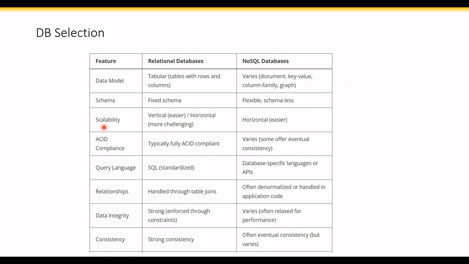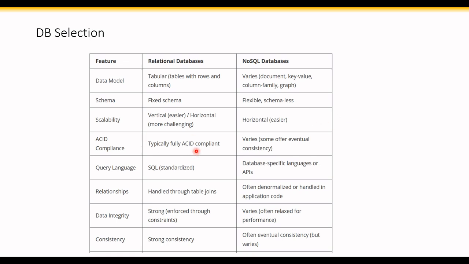Then from a scalability perspective, relational databases can scale only vertically, and horizontal scaling is quite challenging. So we use data sharding, and as the scaling requirement increases, it becomes a more and more complex and tedious task to manage data using data sharding. Whereas NoSQL can scale horizontally, so it is far easier to manage the growing data.